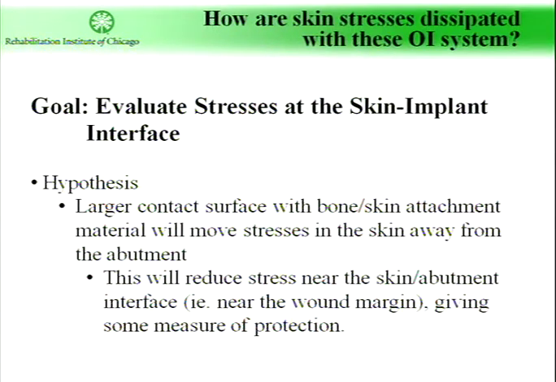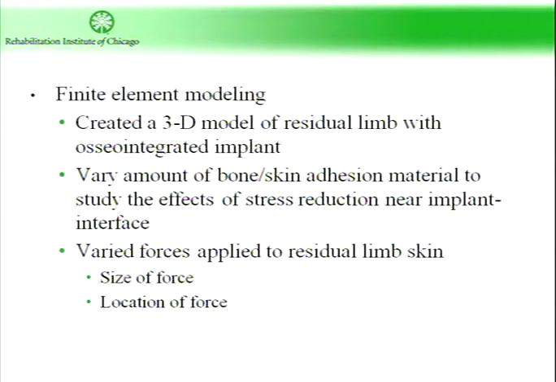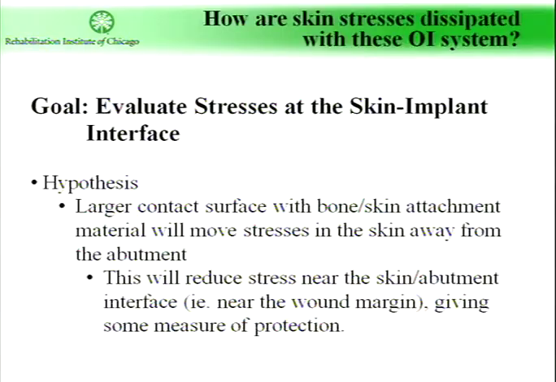So we thought we would take a look at how this seal needs to work, or how we can look at the stress of the skin around such a firm material interface. And our hypothesis was that if you had a larger surface contact area, you might be able to actually take some of the stress away from the skin right where the abutment comes out, or at the skin to percutaneous material interface.